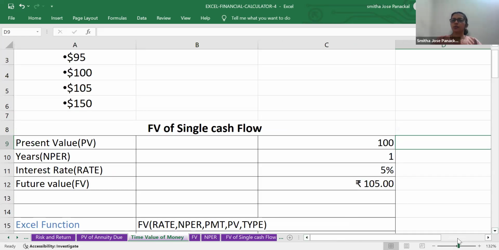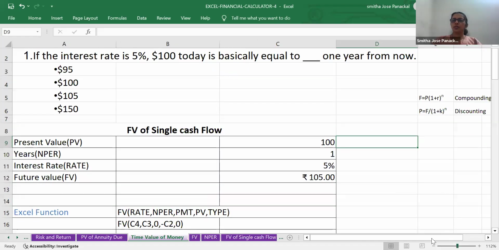Okay. I'll zoom it out so that you can see it in a single screen. Okay, hope you can see it, right?